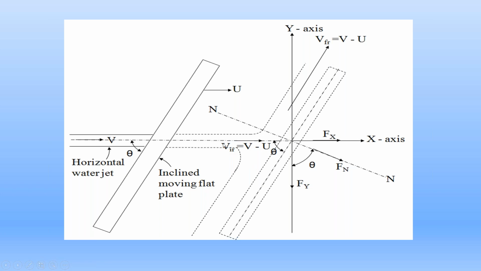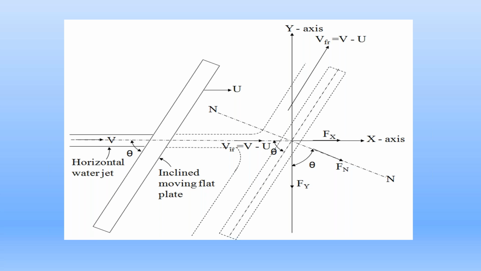Let the water jet apply two forces, Fx and Fy, on the inclined flat plate. In this impact, let the water jet apply two forces on the moving inclined flat plate. Along the x-axis direction, force Fx. Along the y-axis direction, force Fy. We are going to discuss the equations of force Fx and Fy in this impact of horizontal water jet on the moving inclined flat plate.